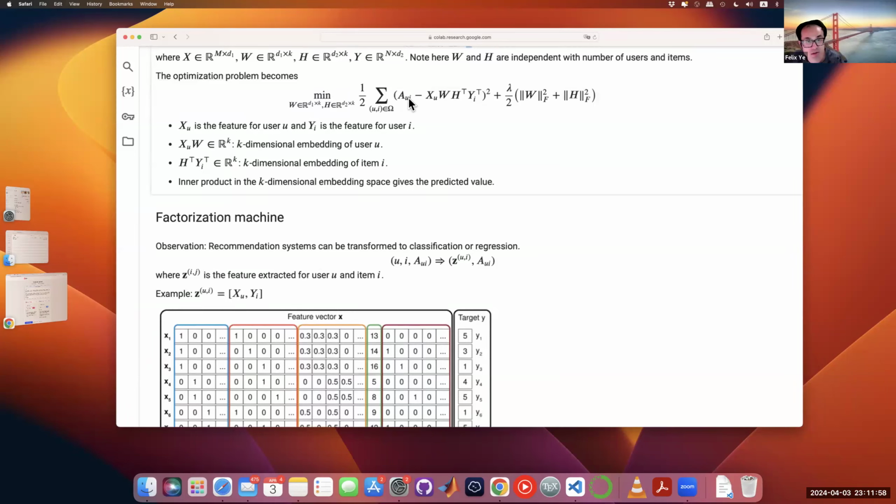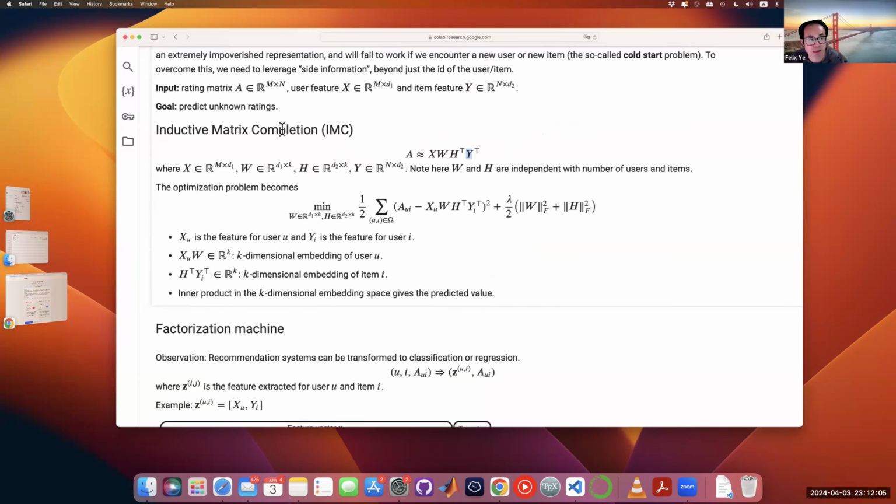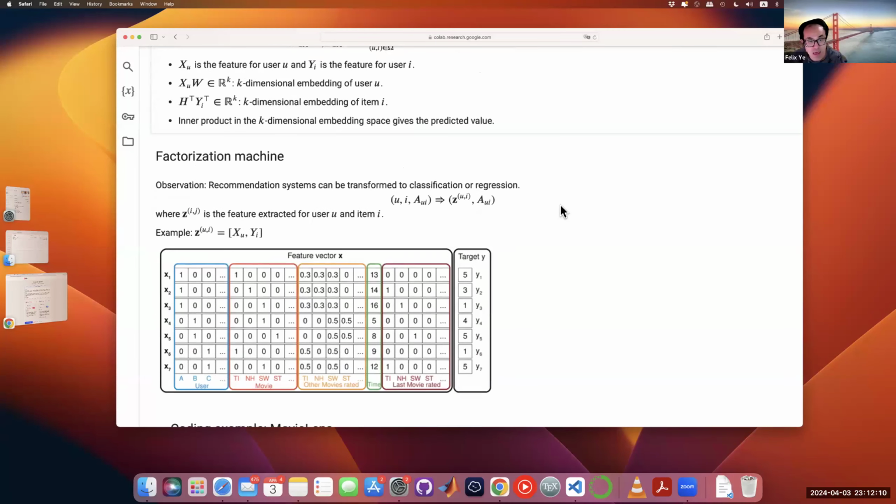So in this case, that would be X_U and Y_I. That would be the case in this inductive matrix completion problem. Then you can also include other features and information, for example, the other movies rated that you have, the time that you rated these movies, the last movie rated, and so on. So basically, these can also be your features.